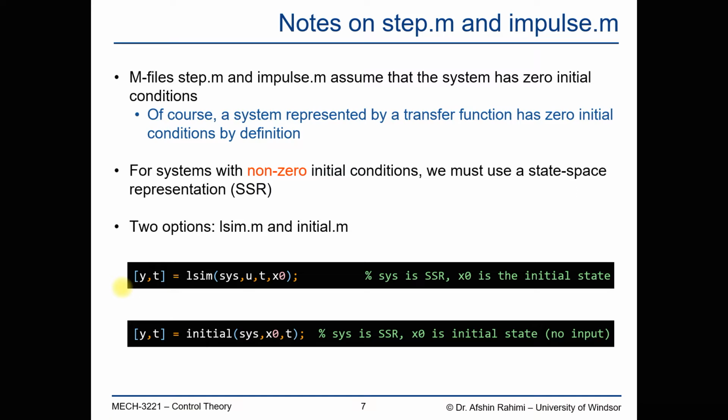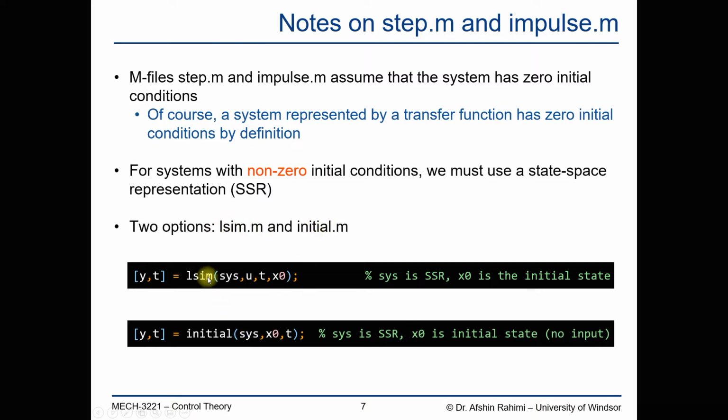But what if you have a system with non-zero initial conditions? For a system with non-zero initial conditions, you must use a state space representation. That was the last example that we looked at. Now there are two options. You can use LSIM. We looked at the LSIM, but we looked at the LSIM without an initial value or initial condition, or you can use another function called initial. So you can use LSIM or you can use initial.